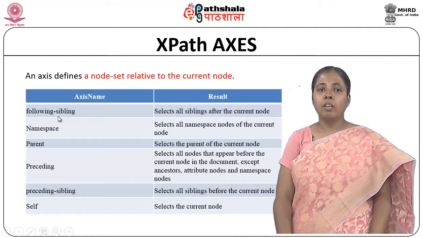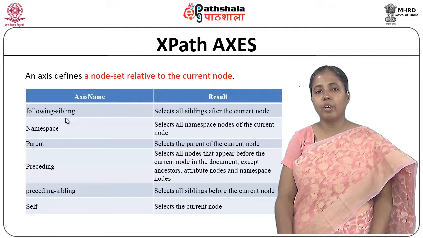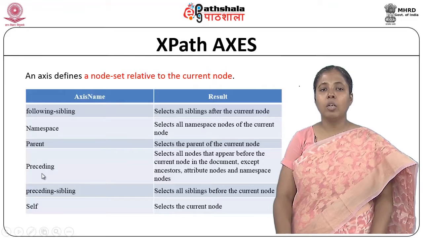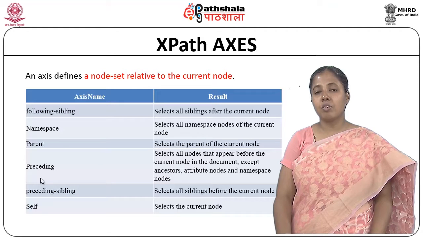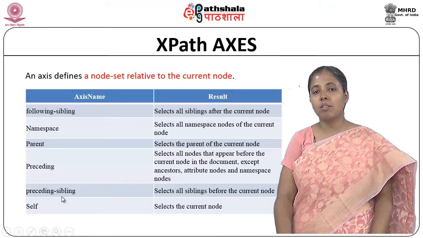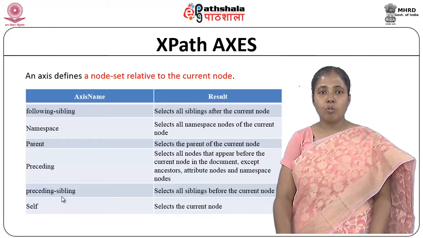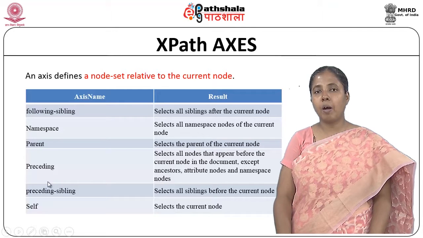And there are other axis names like following-sibling. This selects all siblings after the current node, and it does not include the current node. Namespace selects all namespace nodes of the current node. Parent selects the parent of the current node. Preceding selects all nodes that appear before the current node except the ancestors, attribute nodes and namespace nodes. Preceding-sibling selects all siblings before the current node, and self selects the current node. So these are the axis names we use in order to give a relative path expression.